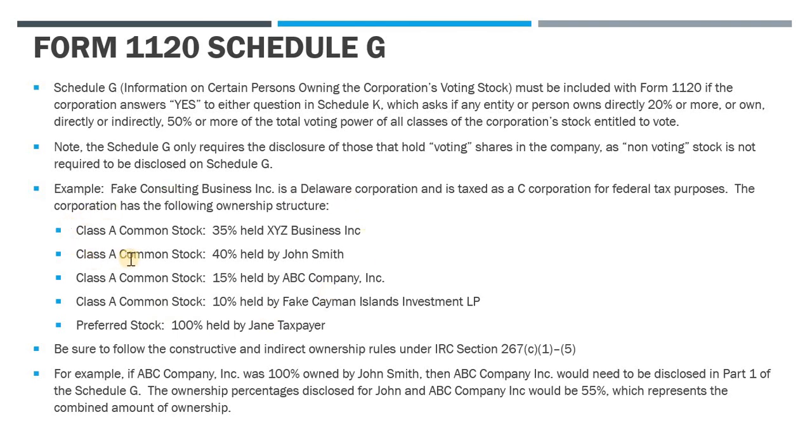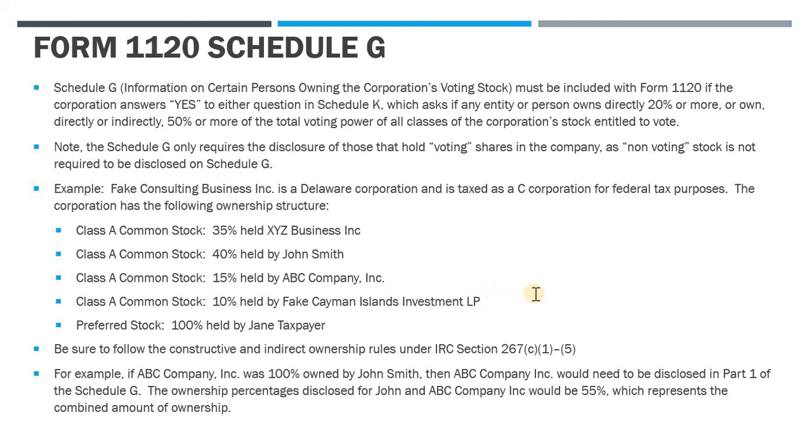We have Class A common stock, which are the voting shares by default. And then we have preferred stock. So Class A common: 35% held by XYZ Business, 40% by John, 15% by ABC Company Inc., and then 10% by Fake Cayman Islands Investment LP, LP being a limited partnership.